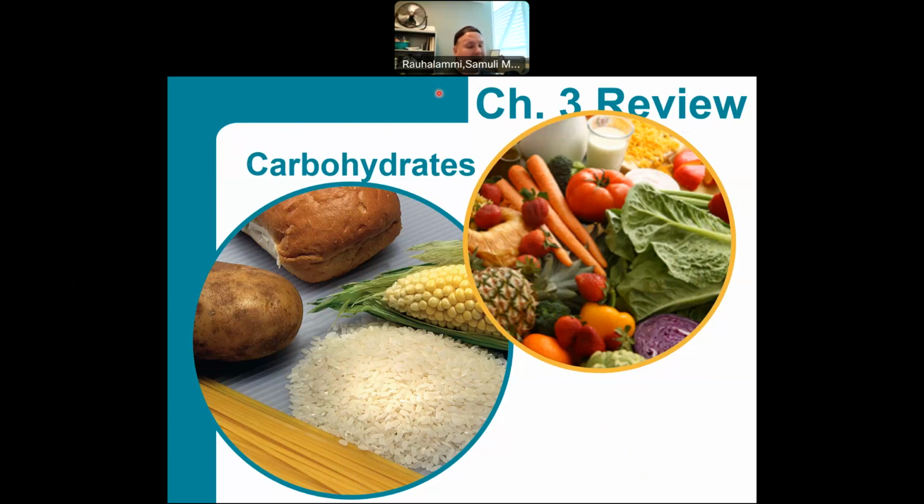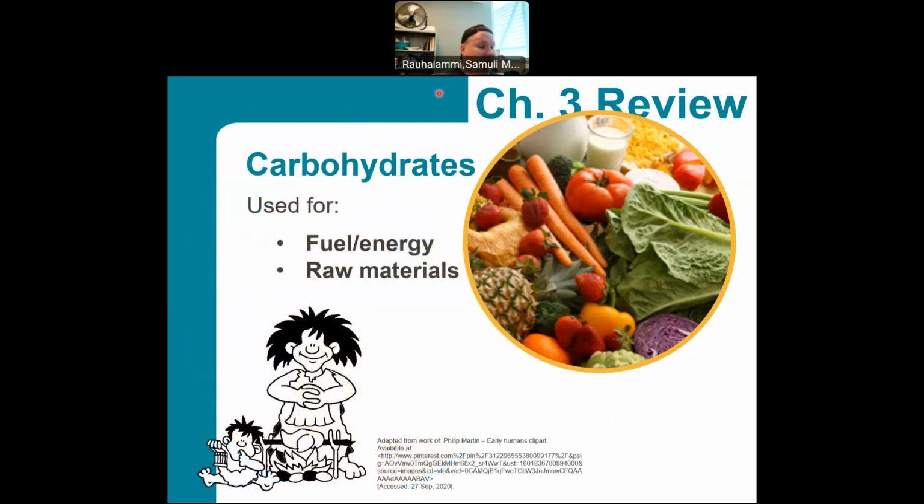What carbohydrates are used for in the body is that we use them as a source of energy, a source of fuel for our body.